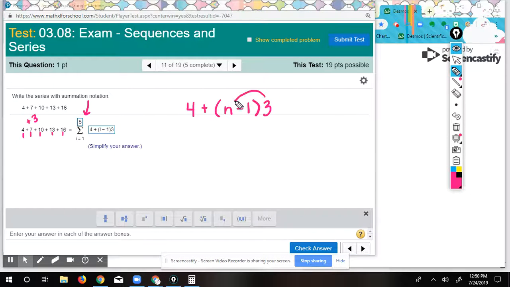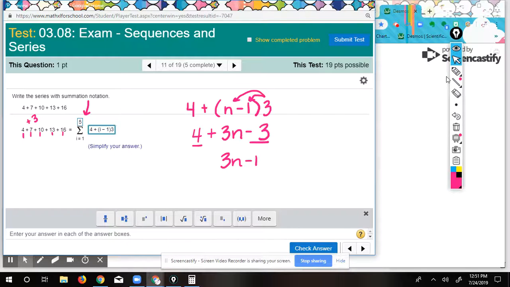So we'll distribute that 3. 4 plus 3n minus 3. And then we'll combine our like terms here. 4 minus 3 is -1. And then we just got to change that n to an i. So 3i minus 1. Oops, I did a capital I. Don't do a capital I.